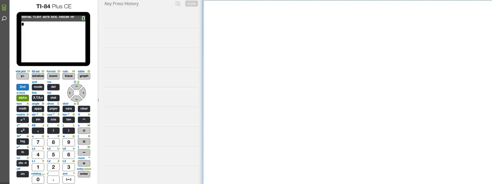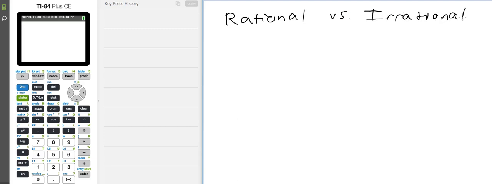What is the difference between a rational number and an irrational number? Rational versus irrational. A rational number is any number that can be written as a fraction.